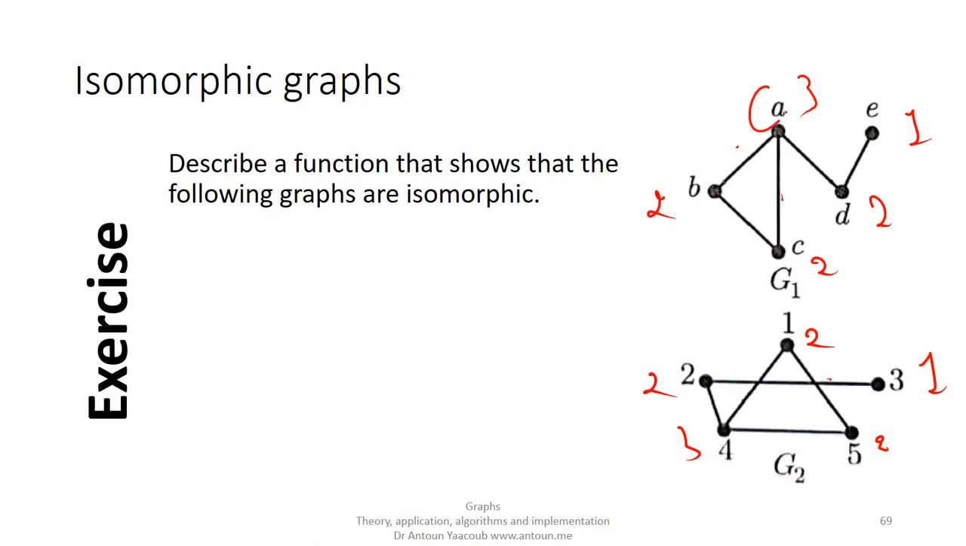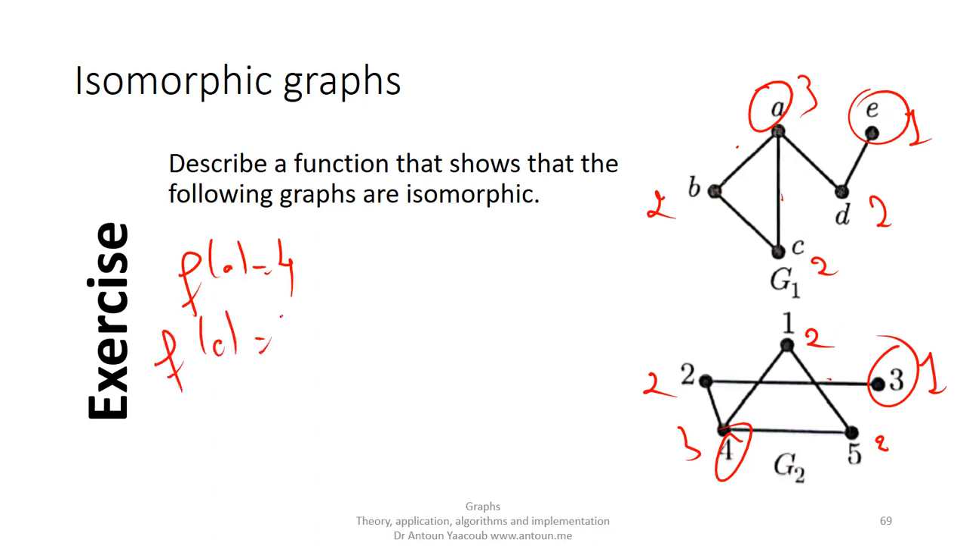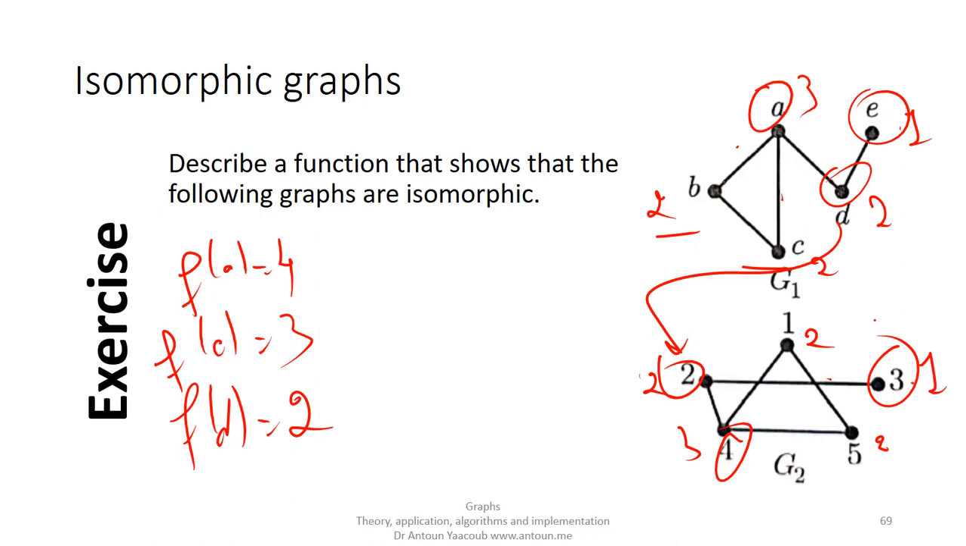So as a first step, I would link a to 4. So I would say f of a is equal to 4. And then I don't have any other choice. Obviously, if it is isomorphic, I will link f of e equal to 3. Then I will look: if 1 is connected to 2, I have 1 connected to 2, so I will link d to 2. I don't have other choice. Now, I still have two other vertices of degree 2, C and B. So either I link 5 to C, or I link it to B, or I link 2 to C, or link 2 to B.